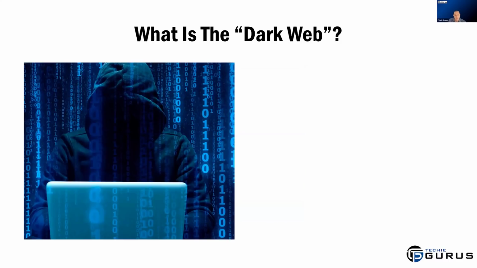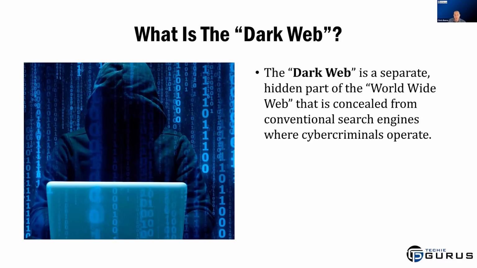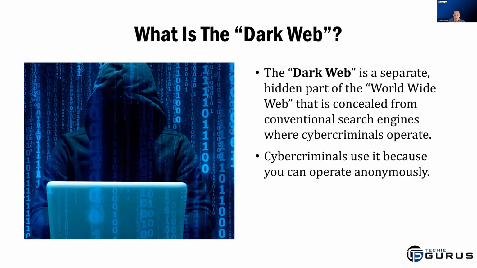Okay, so what is the dark web? The dark web is basically a separate part of the internet. It's hidden from the typical internet. So you can't get to it in Chrome. You can't get to it in Firefox or Internet Explorer. You can only get to it with a certain browser. And the way that you get to it makes it somewhat anonymous. So cybercriminals believe they're anonymous.